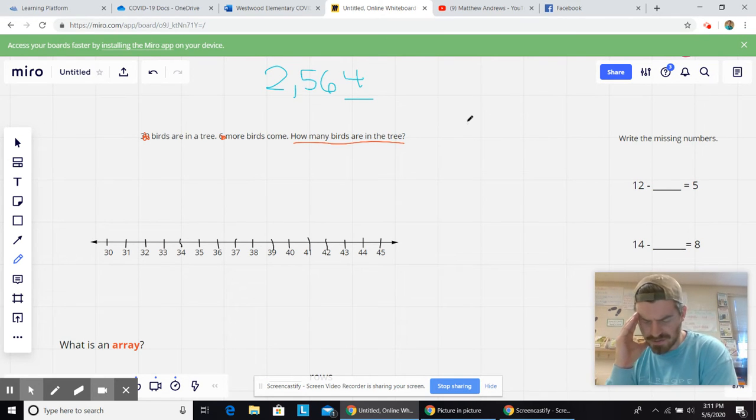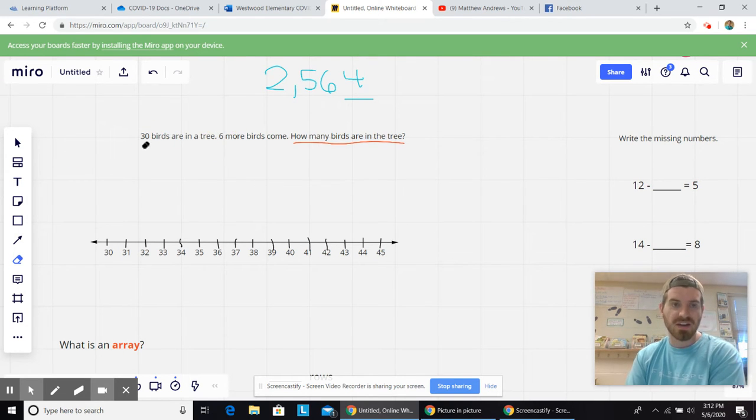And then, once I got that, I understand that, the next sentence says, some more birds come. Okay, so I'm going to close my eyes again. If it says that some more birds come, does that mean that birds are going to fly away from the tree that were there? Or does that mean that more birds are going to show up and land on the tree? It means more birds are going to show up, which means the amount of birds that I have should get bigger or smaller. It should definitely get bigger. It should get larger. So now I can go back and I can put those numbers back in now that I understand my story. 30 birds are in a tree. 6 more birds come. How many birds are in the tree?